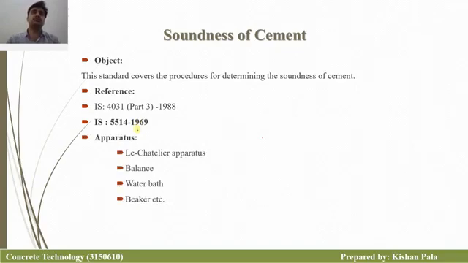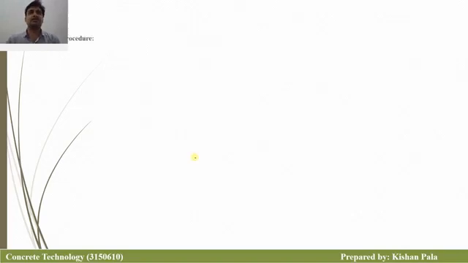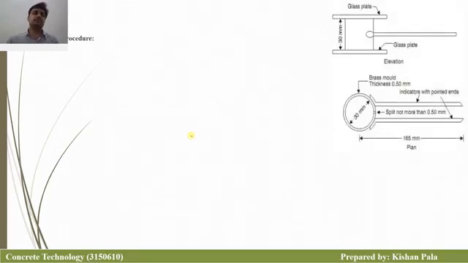Apparatus used for finding the soundness of the cement are Le Chatelier's apparatus, balance, water bath, beakers, etc. So these are the main apparatus used for the soundness test. Let us understand how we can determine the soundness of the cement.